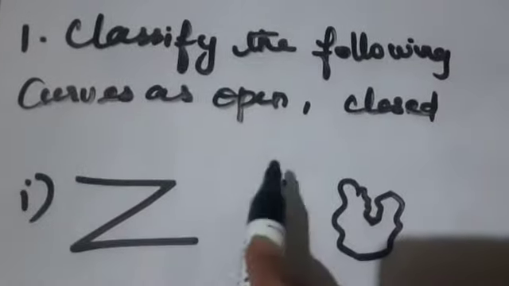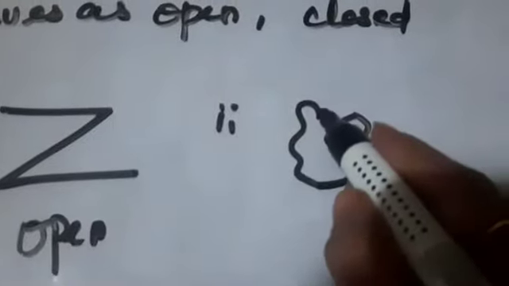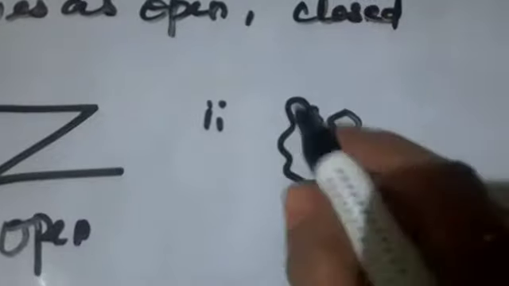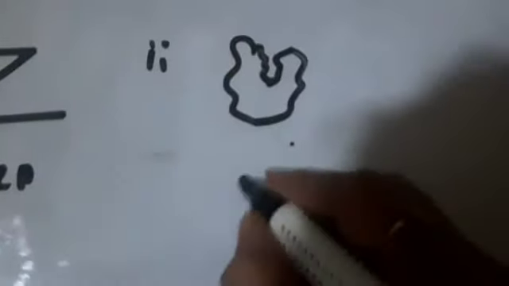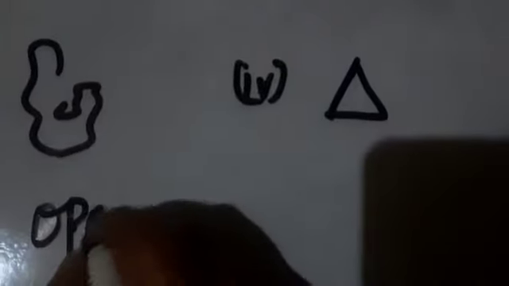Exercise 4.2. The first problem: classify the following curves as open and closed. I have told you that in mathematics, even the straight line is considered to be a curve. So the first is an open curve. Here you see the starting and the ending point are the same and it is closed. The second figure is a closed curve. See here, the third one, the starting and ending points are different and it is open. So the third one is an open curve.